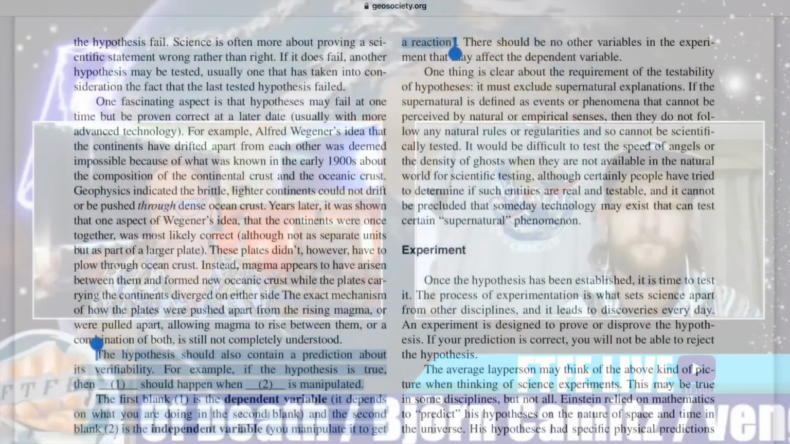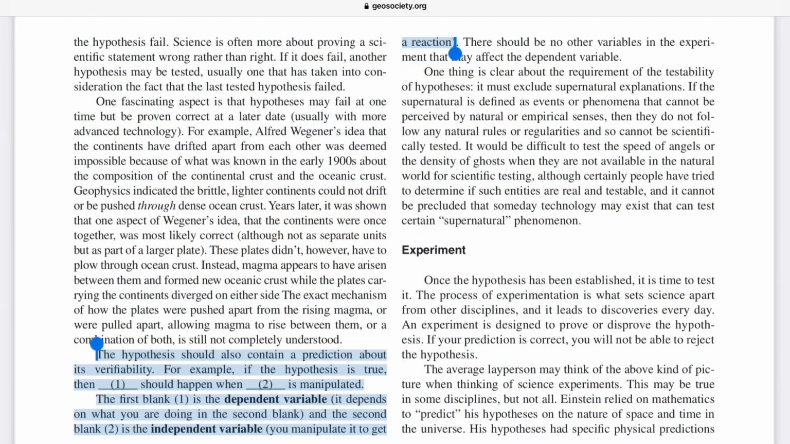Again, what would you say then? They're not the same thing. You get your hypothesis, which has your IV and your DV, and you use that hypothesis to make a prediction about future events. The hypothesis isn't the prediction. They are different things. But what about from geosociety.org? The hypothesis should contain a prediction about its verifiability.